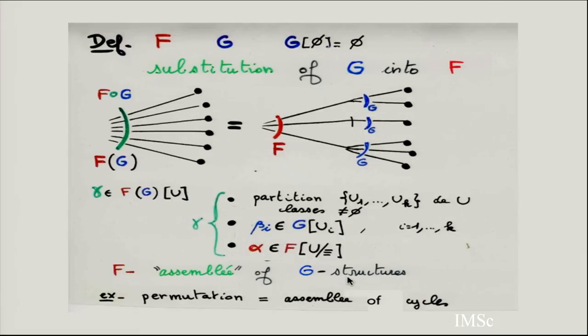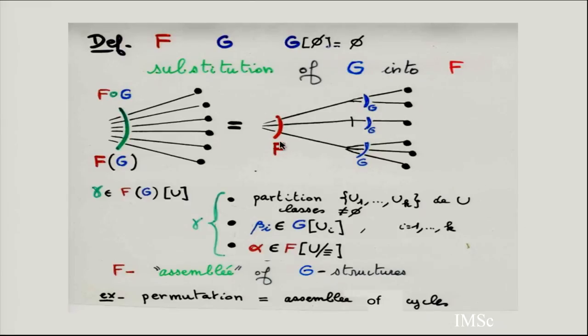So now, before going back to heaps, I have a second operation which is called substitution of a species into another one. So we have 2 species F and G, and the species G is such that on the empty set there is nobody. The list of structures G on the empty set is the empty set. And this is the visual definition of this operation. You take a set U, and you take a partition of U into classes U1, U2, UK, which are non-empty subsets. Like this, you see, I have a partition in 3 subsets. In partitions the blocks are not ordered. It's an unordered partition. So on each block, you put a G structure.